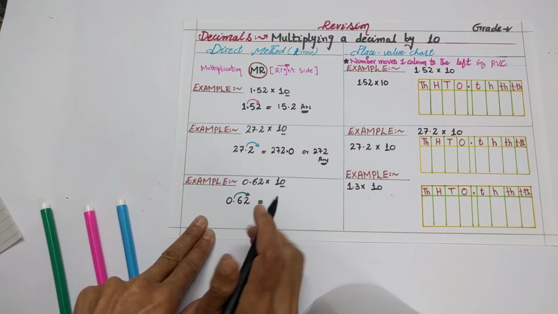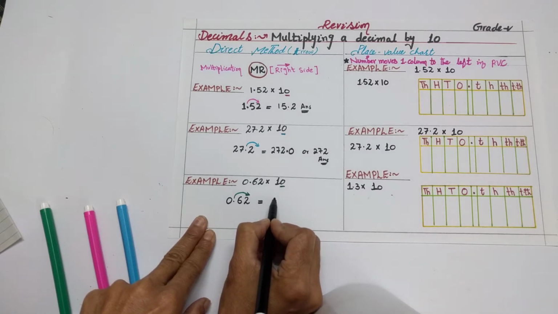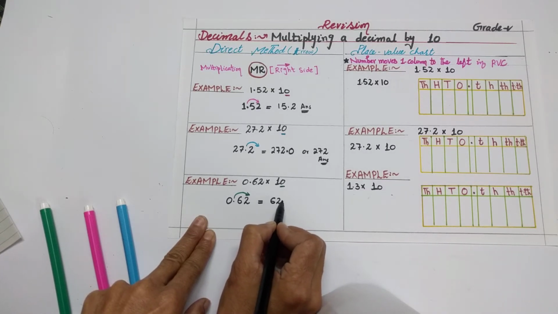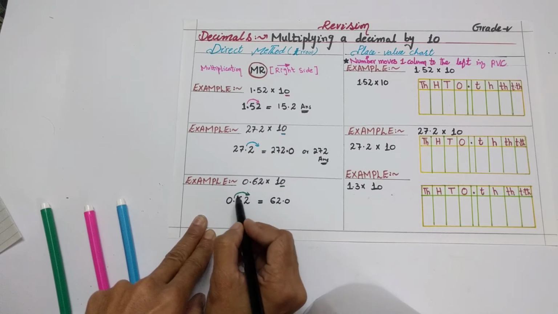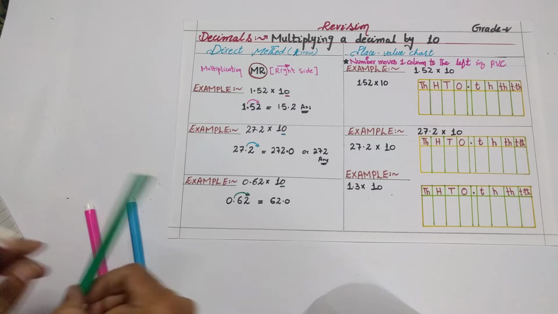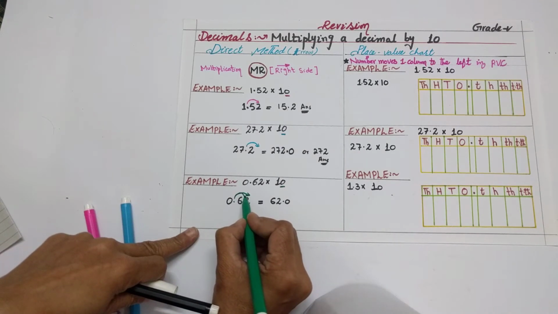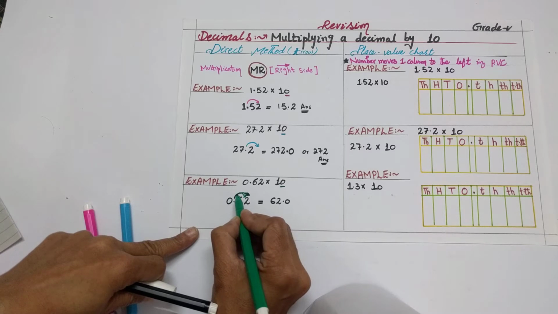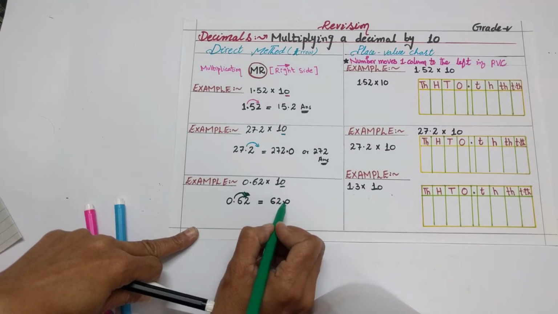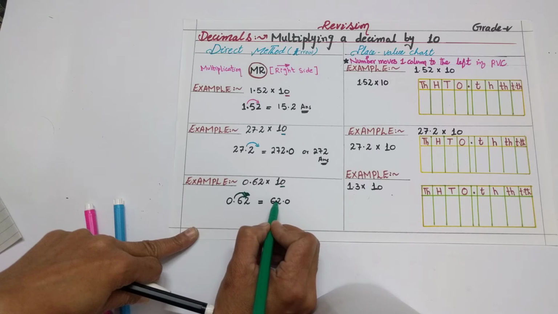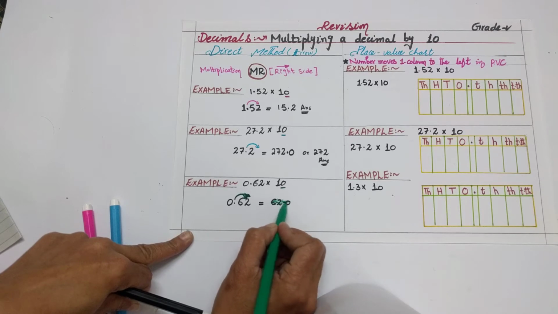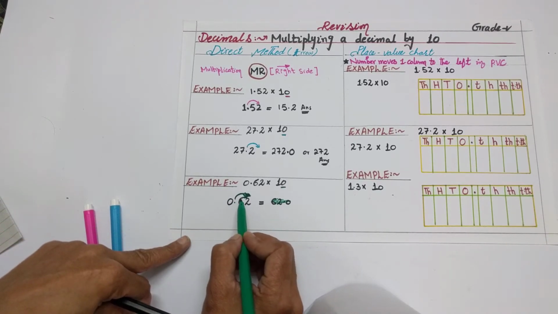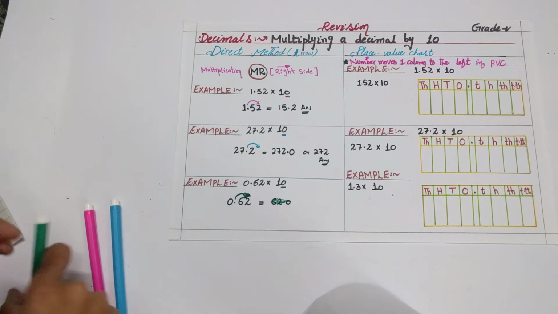The answer will be 6.2. Sorry, just wait. The arrow will be over here. After 6, the arrow will be after 6. So our answer will be 6.2. Okay, just wait, I will do it again. After 6, I will write the decimal.